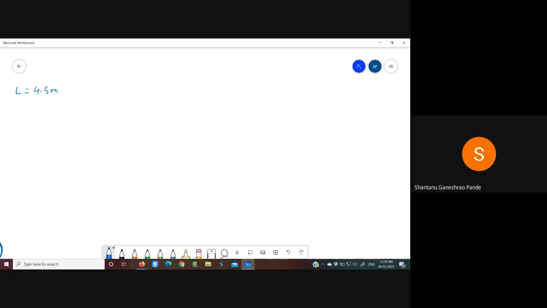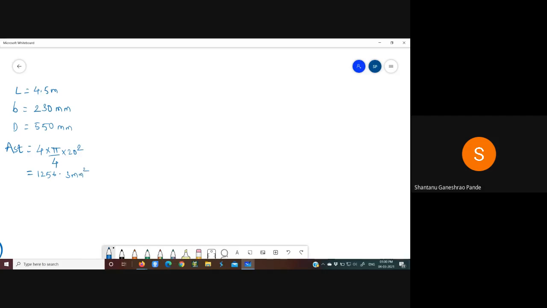The beam is reinforced with 4 number 20 mm bars. Calculate moment of resistance of the given section. Just let me know what is the Ast value. 1256.3 mm square.